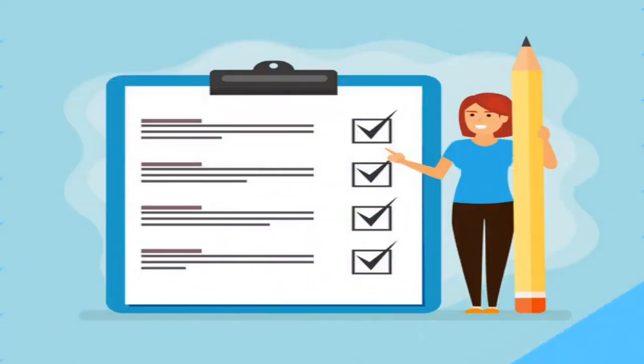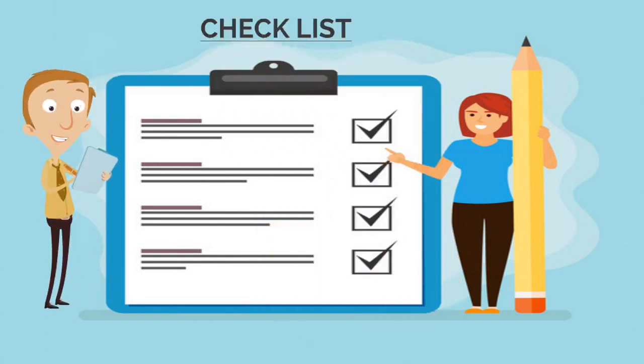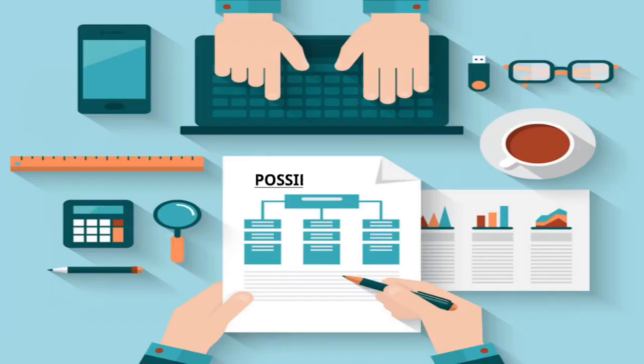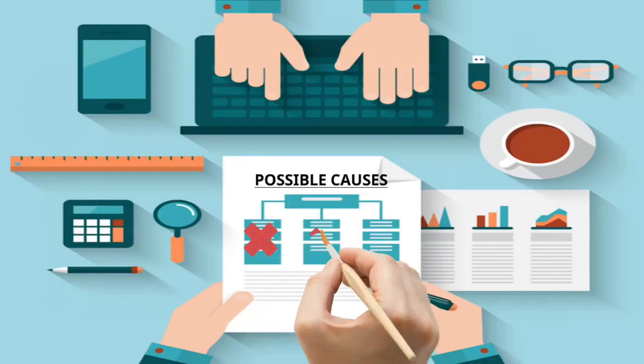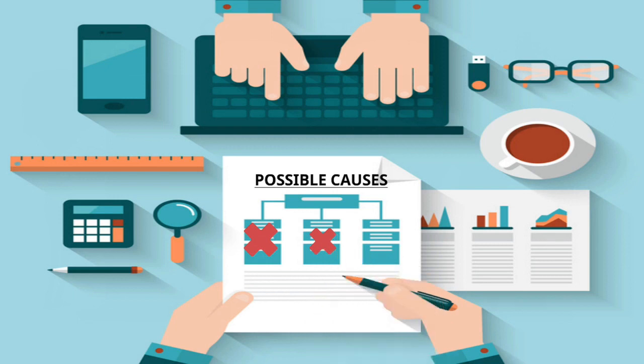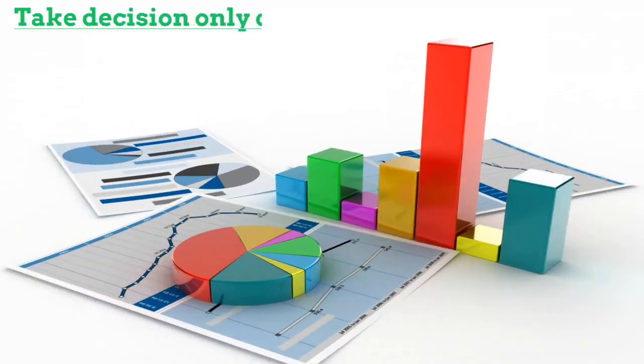After this, checklists are prepared to collect data on each of these possible causes. On the basis of the data, the possible causes are either eliminated or accepted as probable causes. Care should be taken to take decision only on the basis of data.